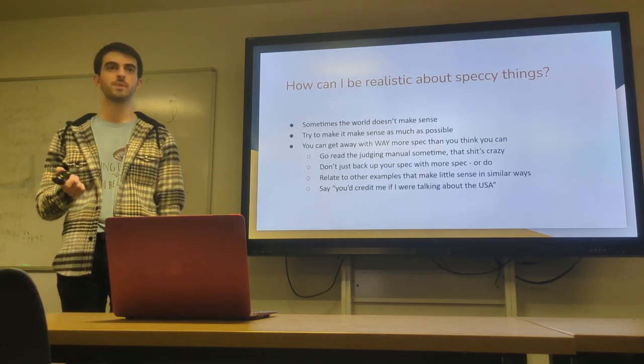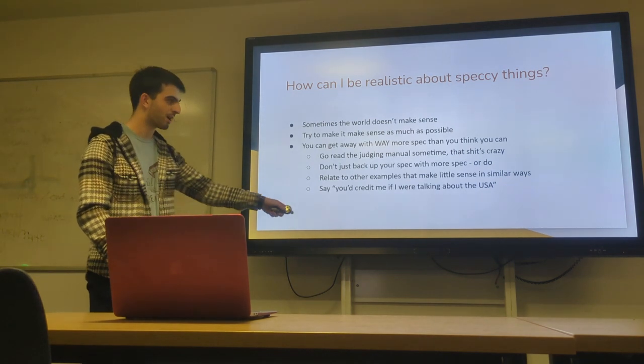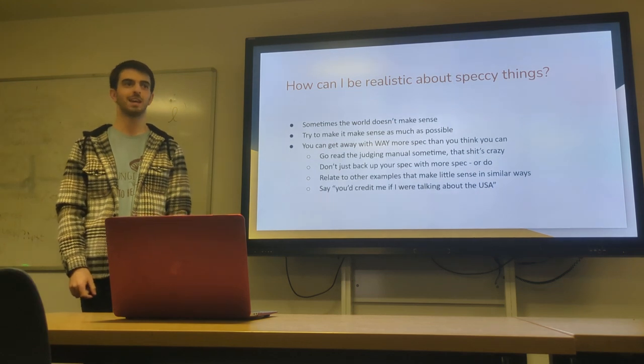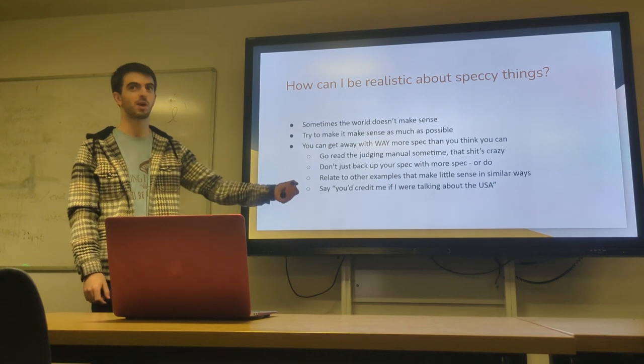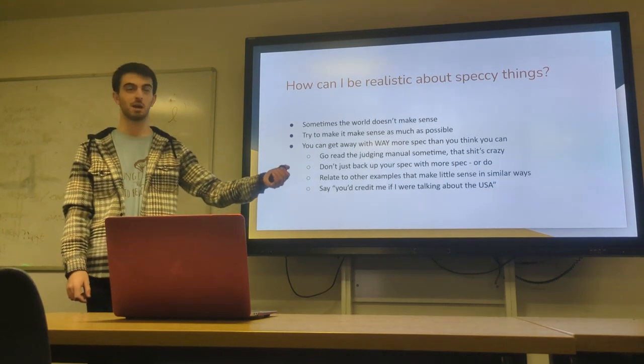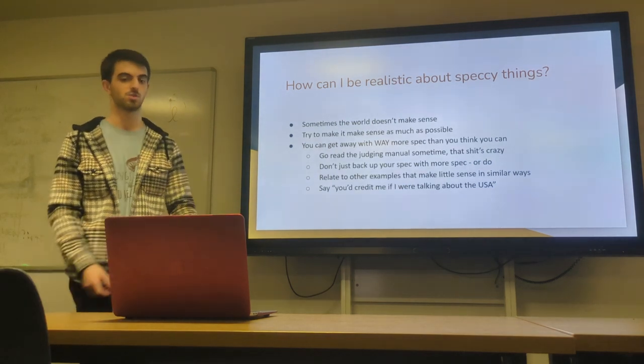So all you need to do is say some knowledge about a country that's not the USA, then say, you'd credit me if I were talking about the USA, and the AIV, average informed voter, is not country specific, and then boom, you get credited. I know it sounds dumb, but it also works, and it's helped me get away with so much stuff, so actually do that.